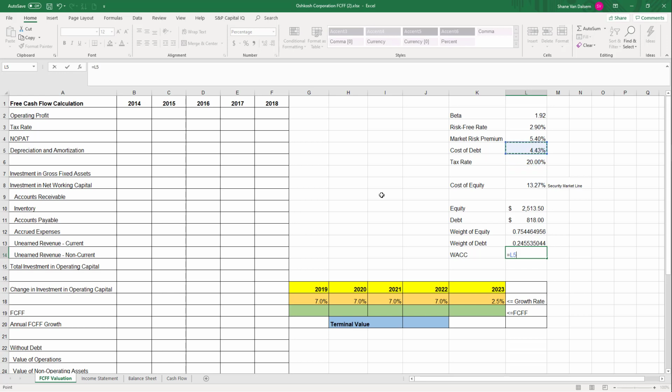So our weighted average cost of capital is equal to our cost of debt multiplied by 1 minus the tax rate, multiplied by the weight of debt, plus the required rate of return on equity multiplied by the weight of equity. So I get 10.88% there, and that's a reasonable number for this company.